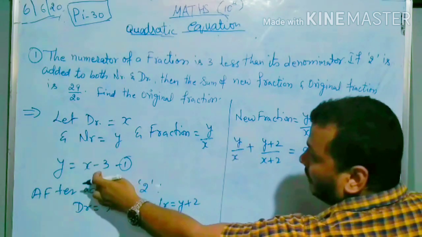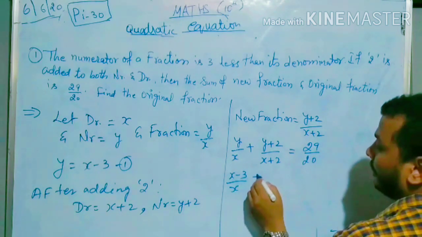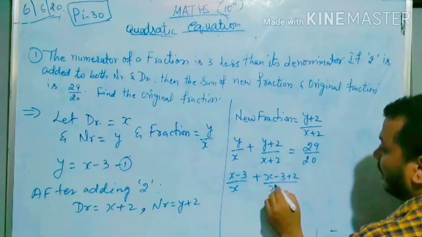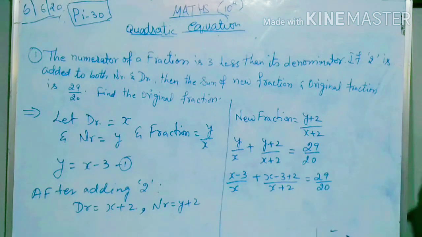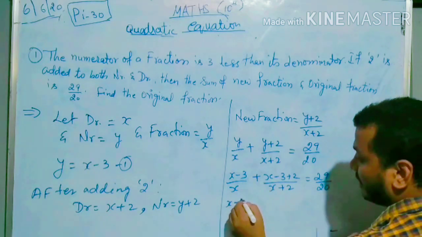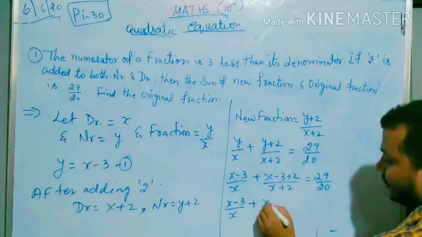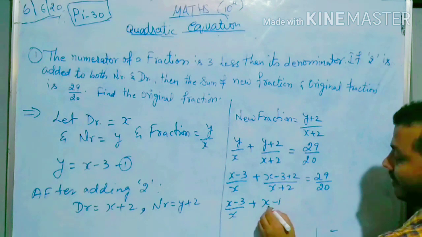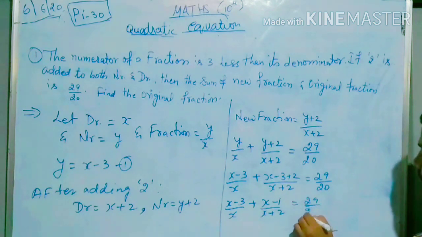Now y value from the first equation, what is there? x minus 3 by x plus again the y value, x minus 3 plus 2, divided by x plus 2 is equal to 29 by 20. अब ये x minus 3 divided by x plus x minus 3 plus 2 will become x minus 1, divided by x plus 2 is equal to 29 by 20.